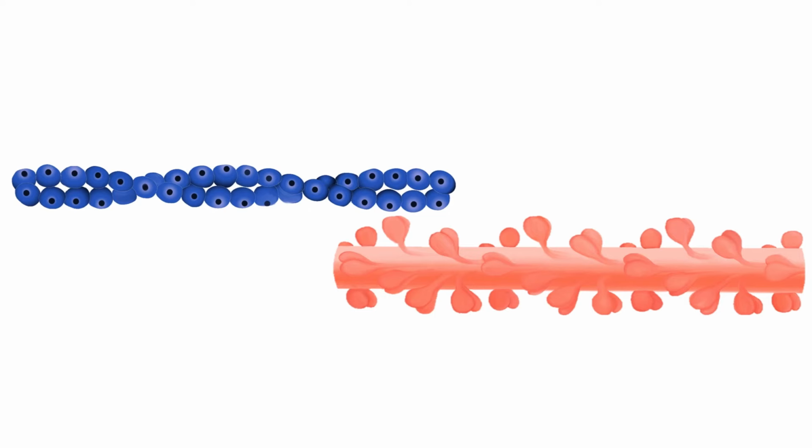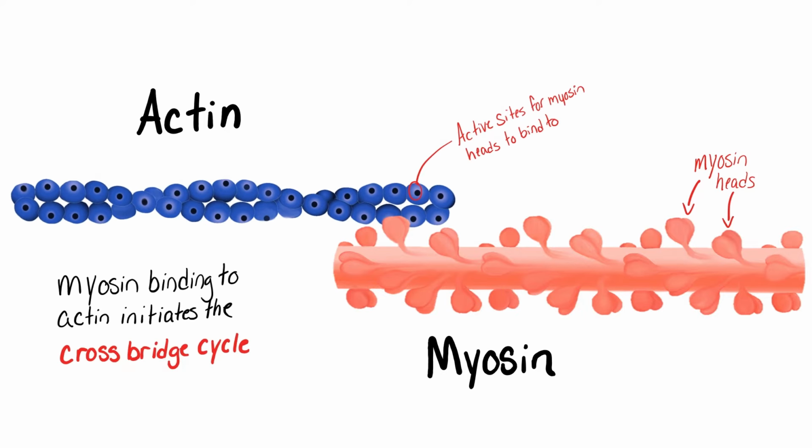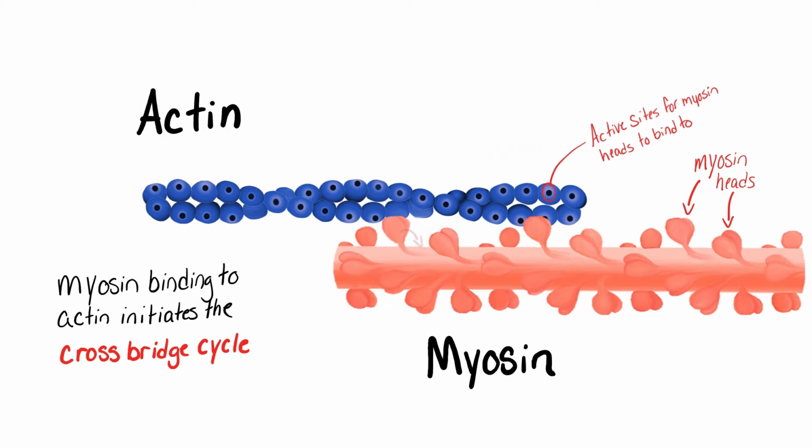So the reason that muscle is able to contract is because of two proteins called actin and myosin. Basically what happens is the myosin has these heads that are able to attach to the actin, and when the myosin head attaches to the actin, that initiates this cross-bridge cycle where the myosin head kind of ratchets, it bends, and it pulls the actin along so that they slide over each other.